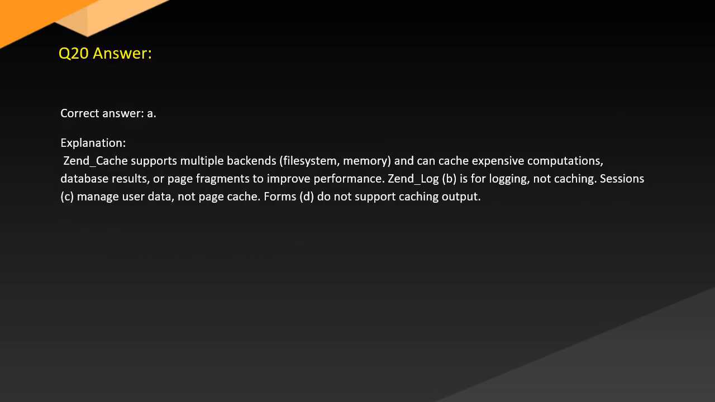Answer. Correct answer: A. Explanation. Zend Cache supports multiple backends, file system and memory, and can cache expensive computations, database results, or page fragments to improve performance. Zend Log, B, is for logging, not caching. Sessions, C, manage user data, not page cache. Forms, D, do not support caching output.